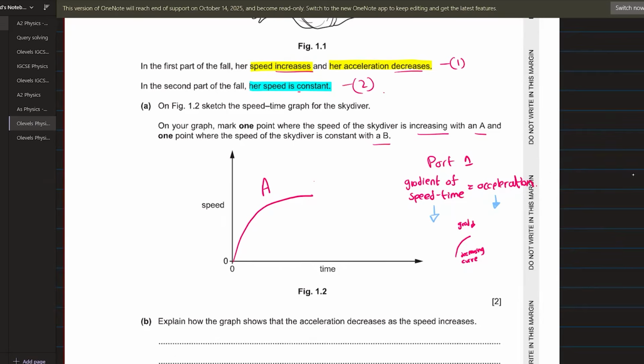Your speed is constant. If your speed is constant, how will you draw the graph? Probably a horizontal line like this. Always remember, constant speeds are represented with a horizontal line like this. Simple. Nothing complicated. Join it here. This is your point B. Simple.